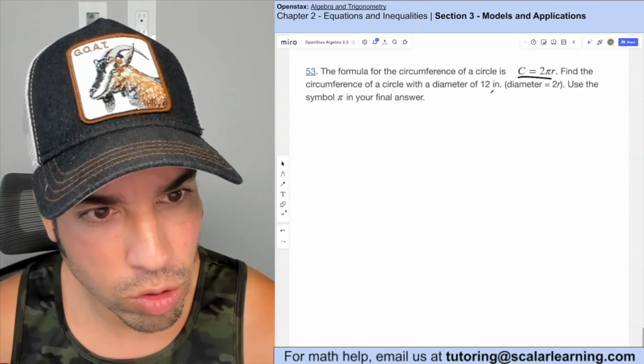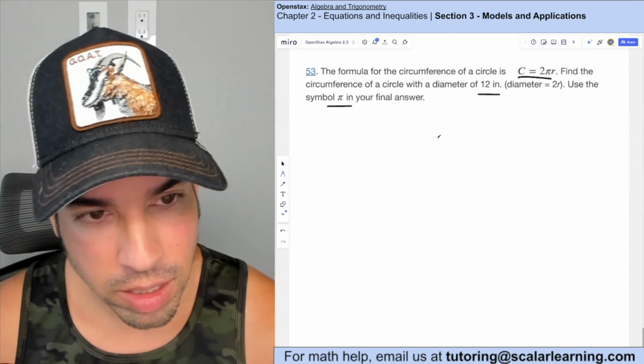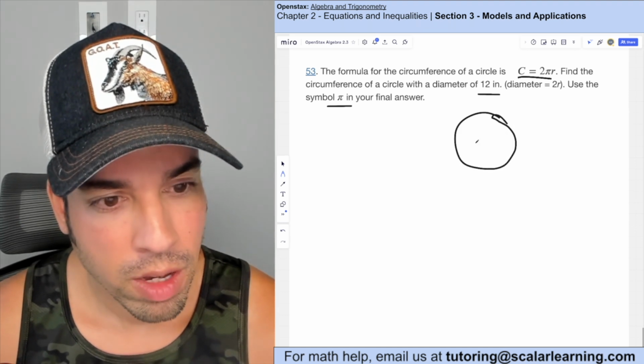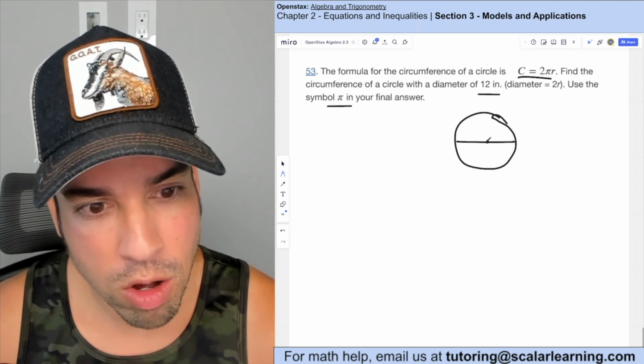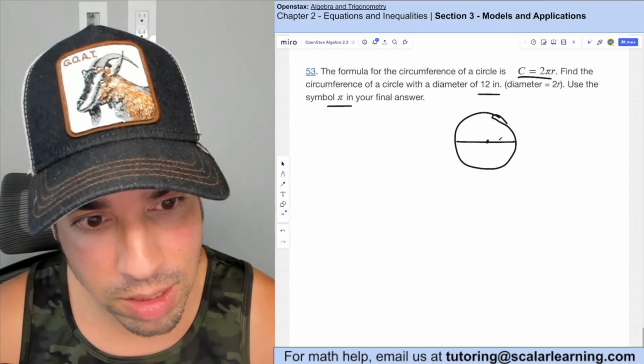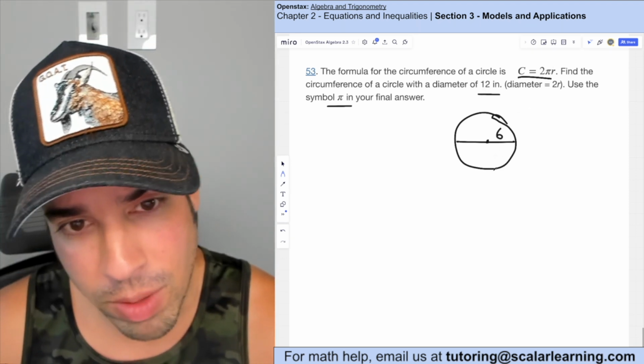Here's the formula for the circumference of a circle. Find the circumference of a circle with a diameter of 12 inches. Use the symbol pi in your final answer. So if we've got a circle, I'm going to do a quick crude drawing, and we've got a diameter of 12. Well, they've got radius in here. Now, they do say that diameter is 2 times radius, so that's nice. So it means radius is half of the diameter, which is 6. Now we can plug and chug.